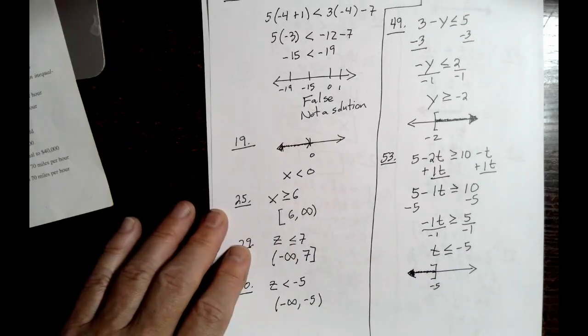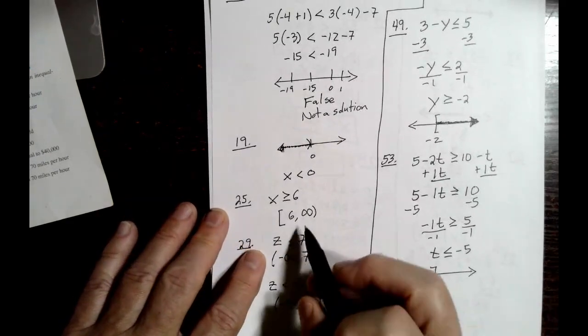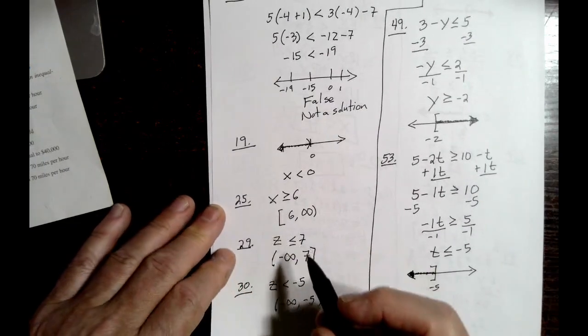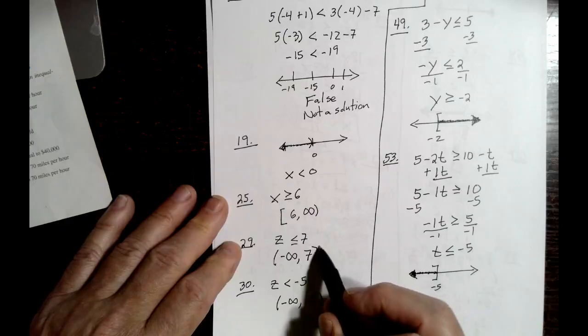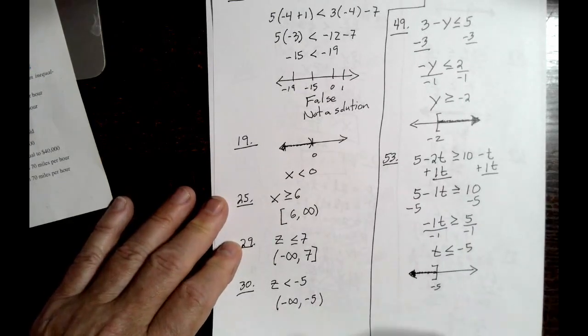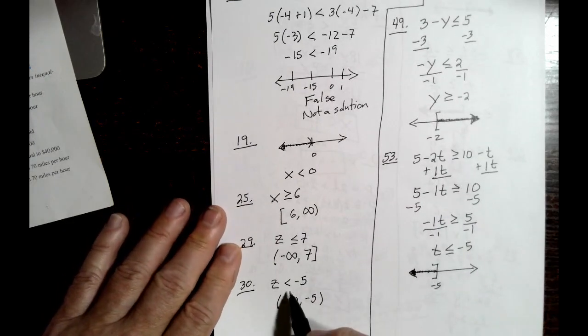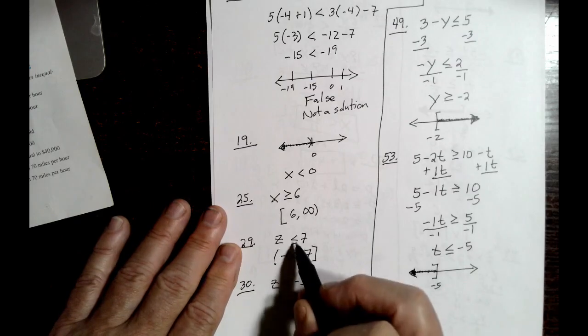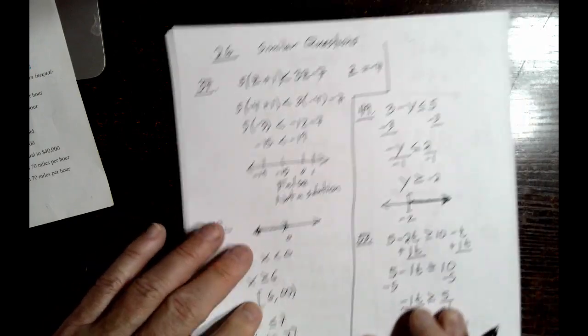For 25, they ask you to write the inequality in interval notation, so it's 6 to infinity, including the 6 with a bracket there. Less than 7, so you're going to put a bracket on the 7, and you're going to go to minus infinity. And z less than -5, so you put a parenthesis there. You're not including -5. There's no equality here, whereas there was equality on these two.